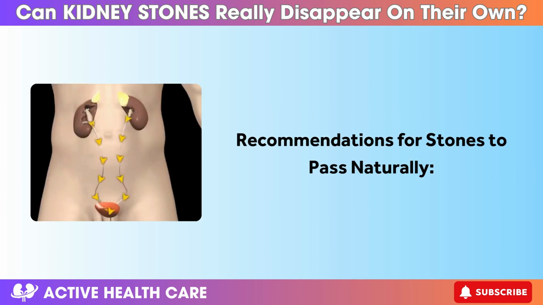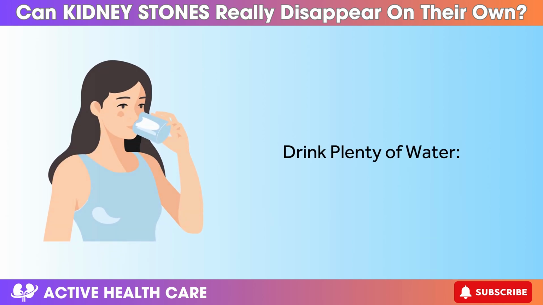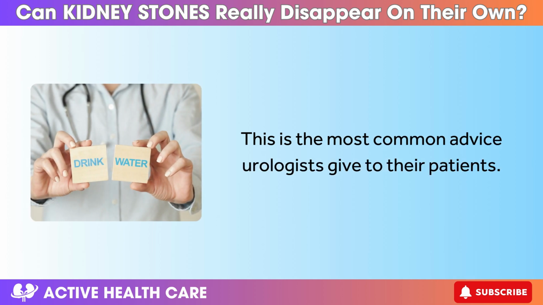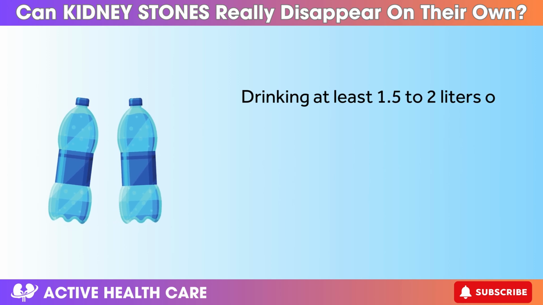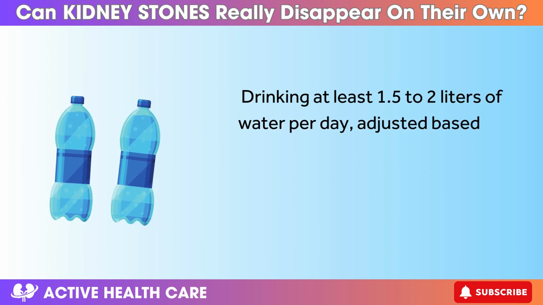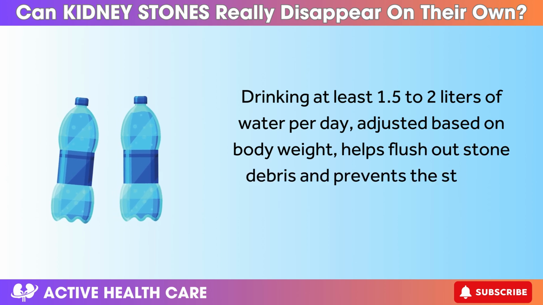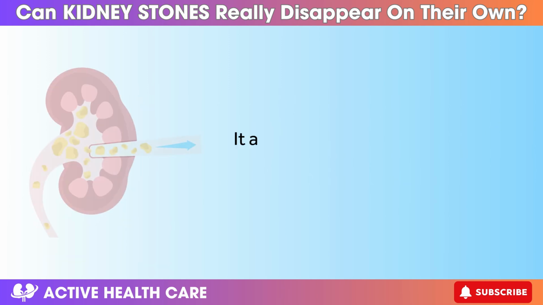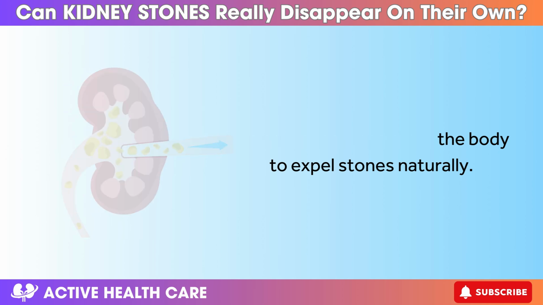Recommendations for stones to pass naturally: drink plenty of water. This is the most common advice urologists give to their patients. Drinking at least 1.5 to 2 liters of water per day, adjusted based on body weight, helps flush out stone debris and prevents the stones from growing larger. It also makes it easier for the body to expel stones naturally.